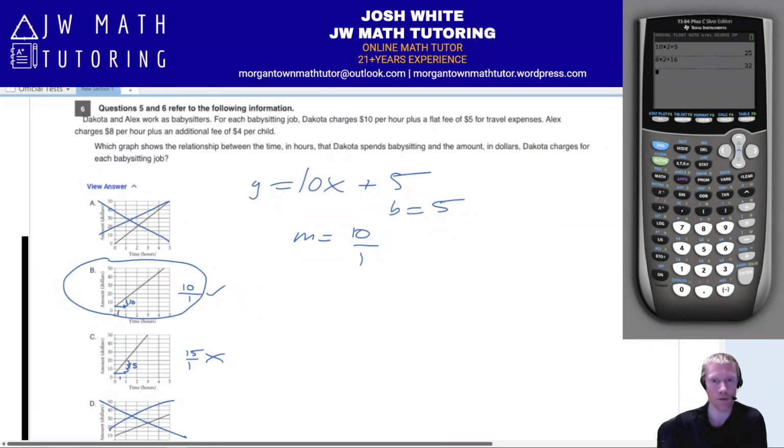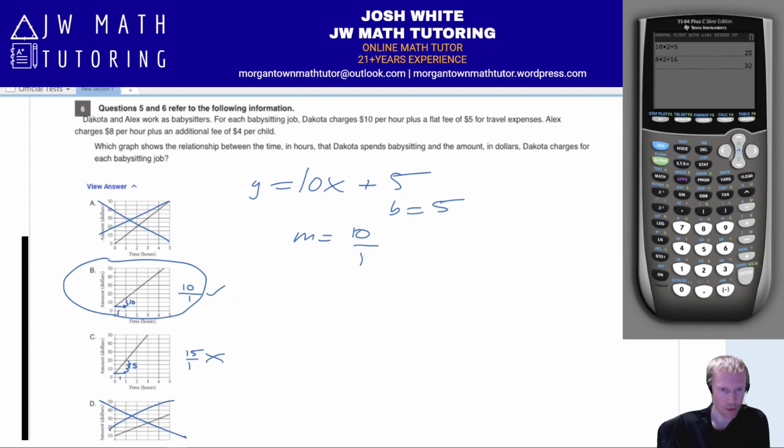Also, you could graph this line on a calculator and then see which graph matches the ones you're given here, but you shouldn't need to do that for this problem.